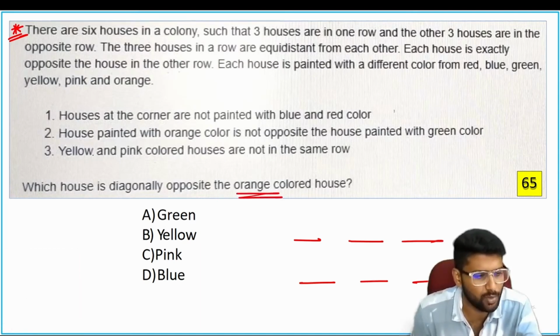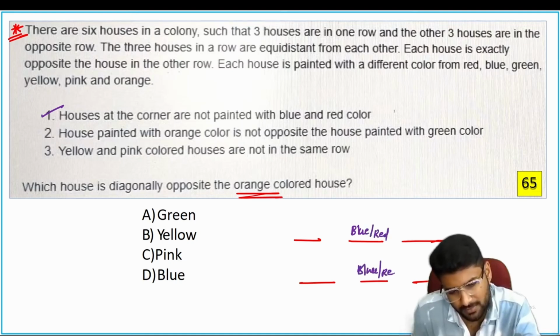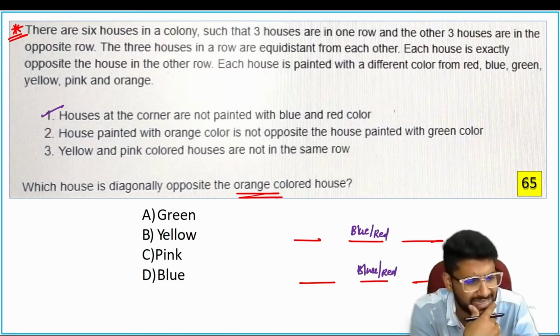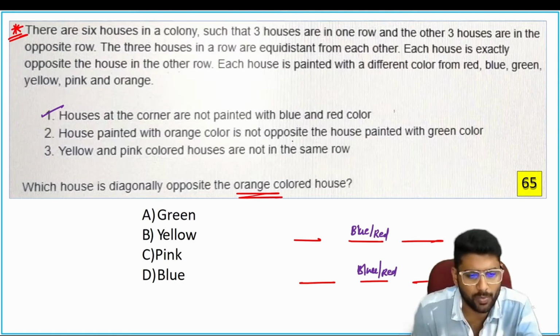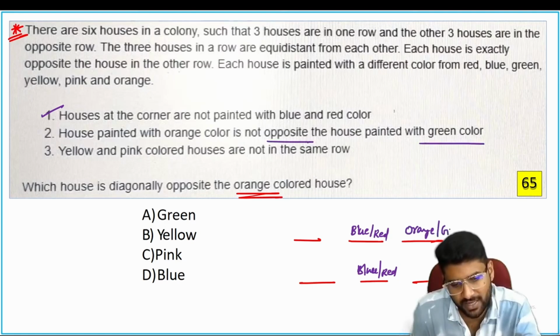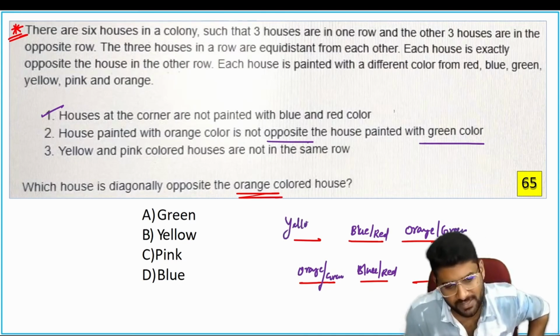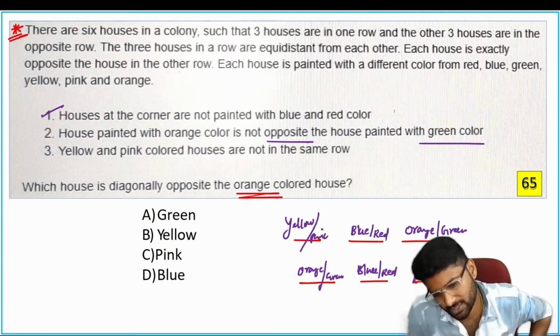Okay, identify that. Point number one says that the outside corner is not painted blue or red. Now, blue or red must be the middle one. Blue or red. We don't know which. That's why blue or red. You can take it in this way. The house painted with orange is not opposite to the house which is painted with green. Now we can say that orange and green are always in this way. Why? Because both are not opposite. Now yellow and pink color houses are not in the same row. So if you place yellow or pink, yellow or pink, you will get two possibilities here.